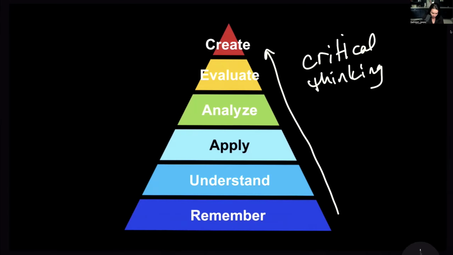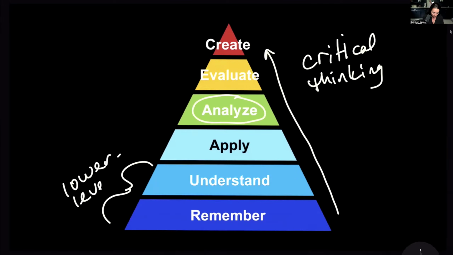However, these lower level skills here should not be skipped or thought of as bad in any way. These are necessary skills that students need to start a lesson off. You don't jump right to analyzing something when students have no idea what we're talking about. So these lower level skills are important when we start a lesson, and I'm going to show you what that looks like in an objective in just a second.